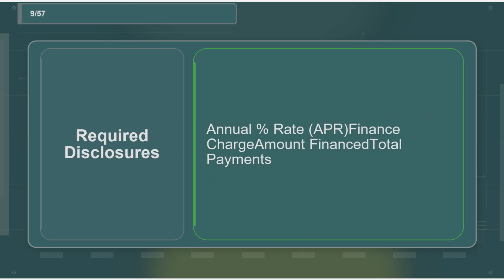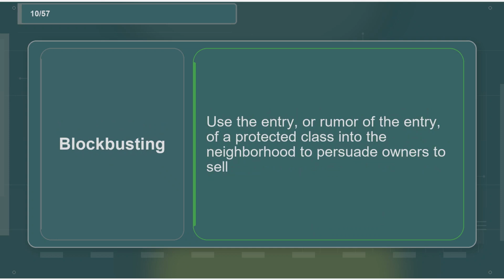Flashcard 9. Term: Required Disclosures. Definition: Annual percent rate, APR, finance charge amount, finance total payments. Flashcard 10. Term: Blockbusting. Definition: use the entry, or rumor of the entry, of a protected class into the neighborhood to persuade owners to sell.